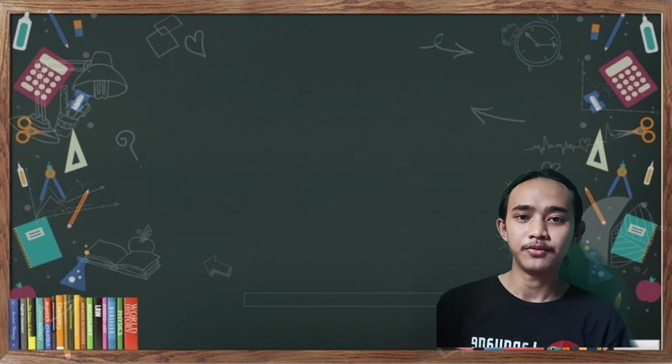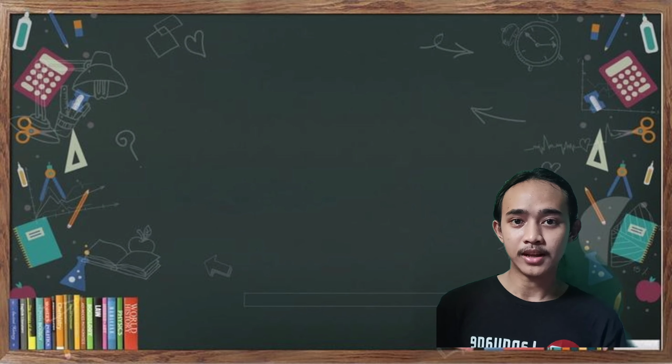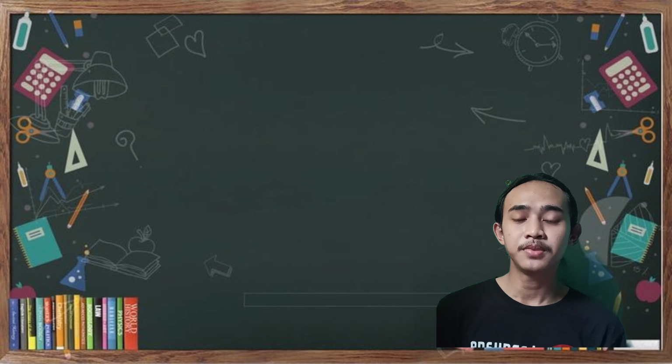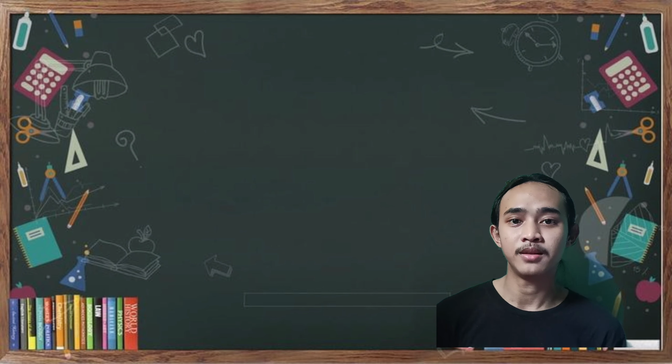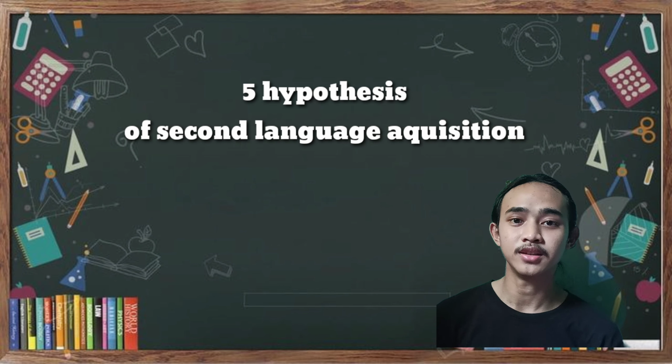My name is Raka Pratama. I'm from Class B English Education 2019. Okay, so in this video, I'm going to explain the five hypotheses of second language acquisition.